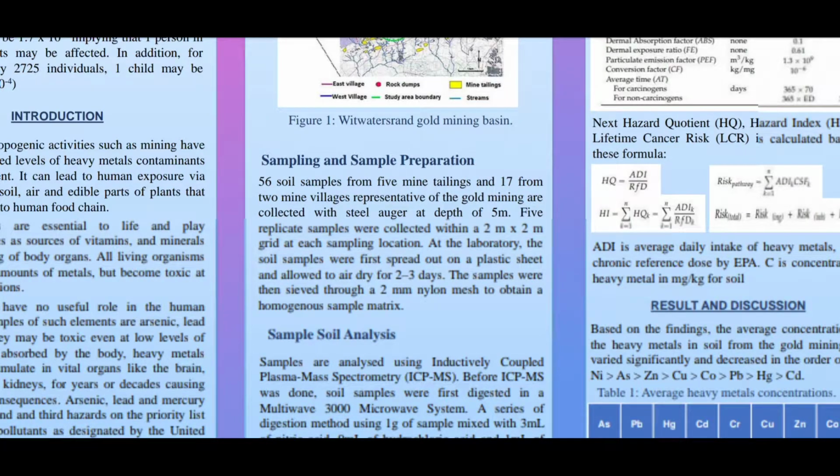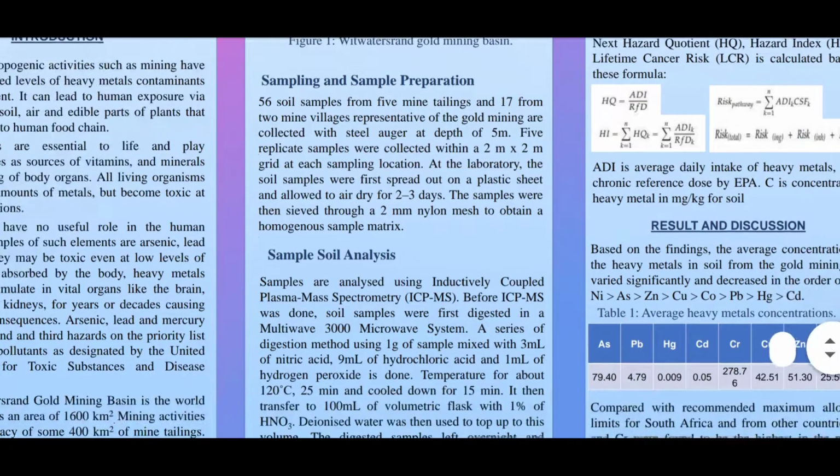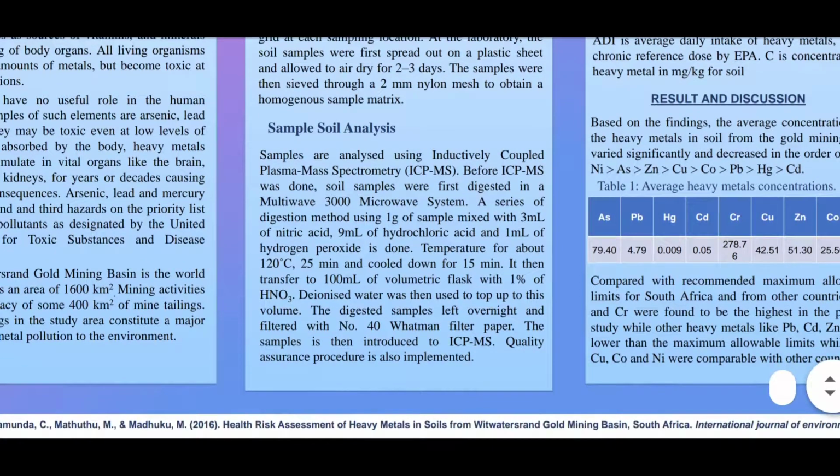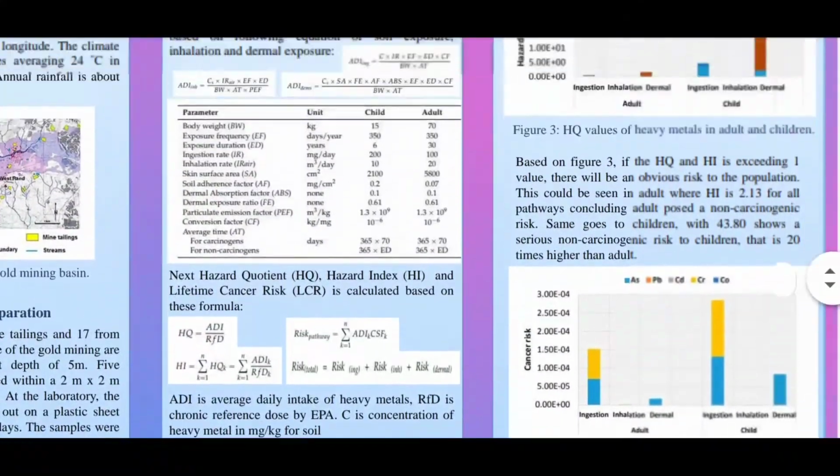Sampling and sample preparation. 56 soil samples from 5 mine tailing and 17 from 2 mine village were collected with a steel auger at a depth of 5 meters. Sample soil analysis. Samples were analyzed with ICP-MS, and the soil sample was first digested in a Multiwave 3000 microwave system with a series of digestion methods.